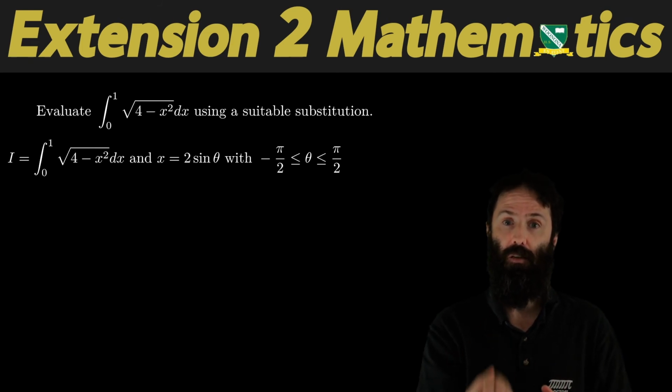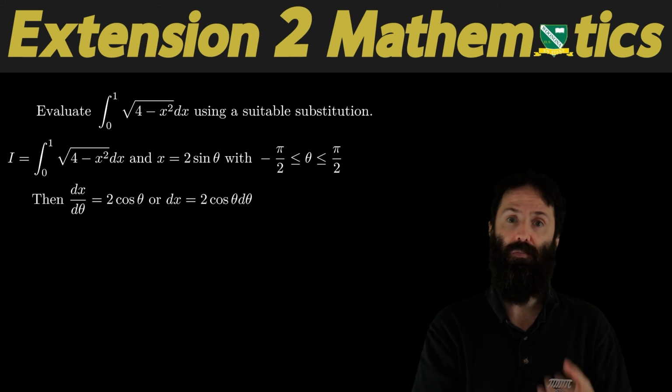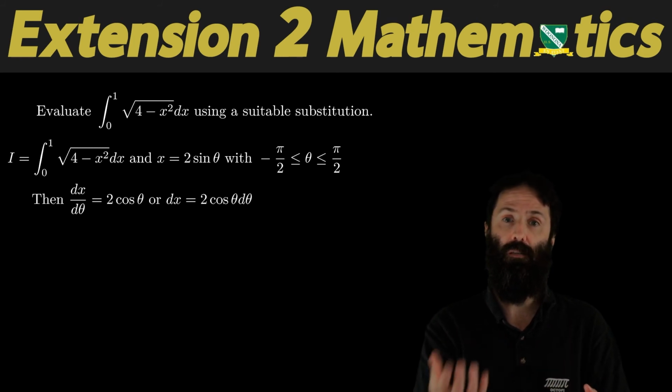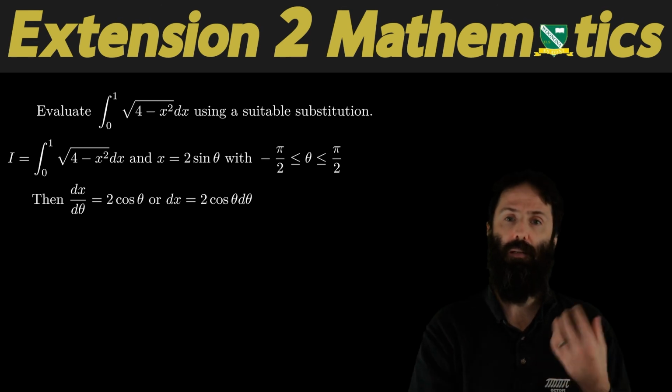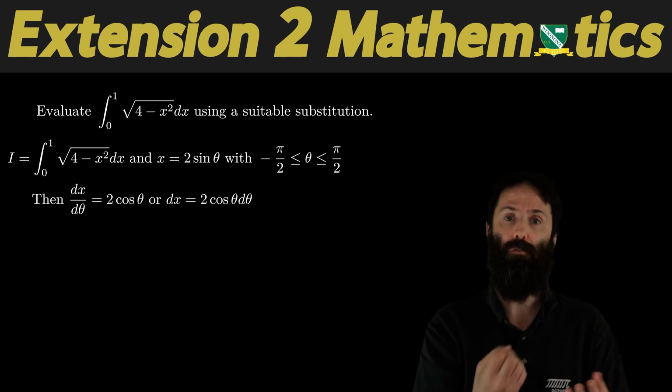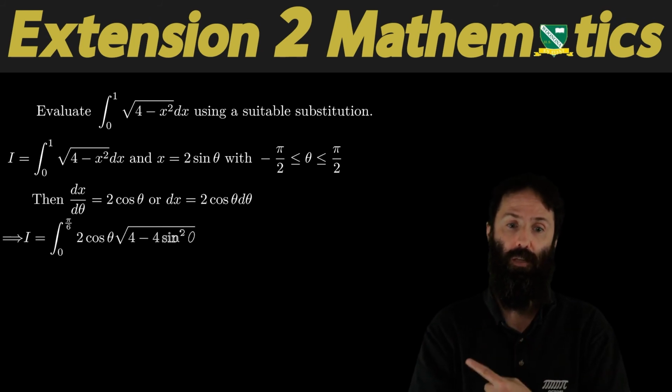cos theta is going to be positive. So now we can easily take the derivative. If I do dx/dtheta, then I get 2 cos theta, and therefore dx equals 2 cos theta dtheta. Plugging in x equals 0, I get theta equals 0. Plugging in x equals 1, I get theta equals pi/6. So they're my two limits. And when I plug all that into my integral, then it rearranges, as you can see over here.